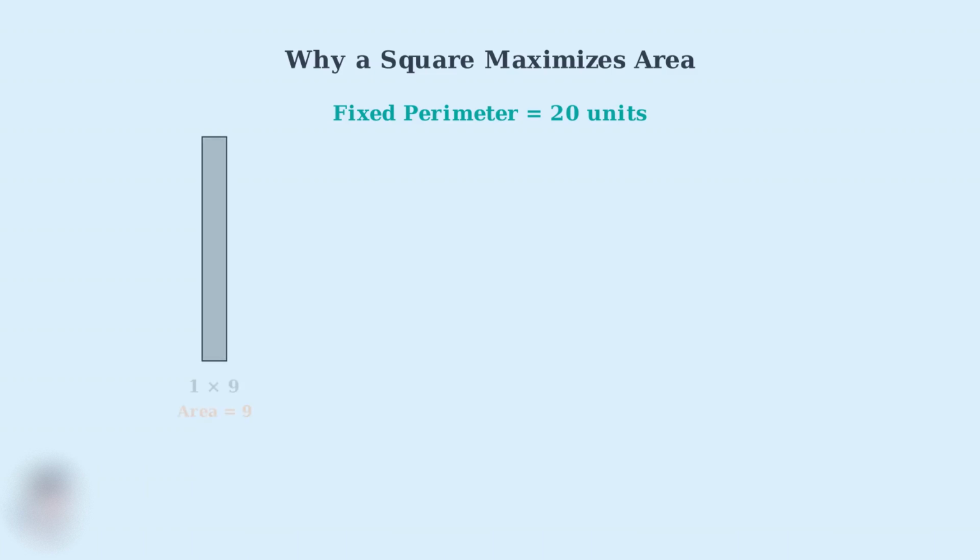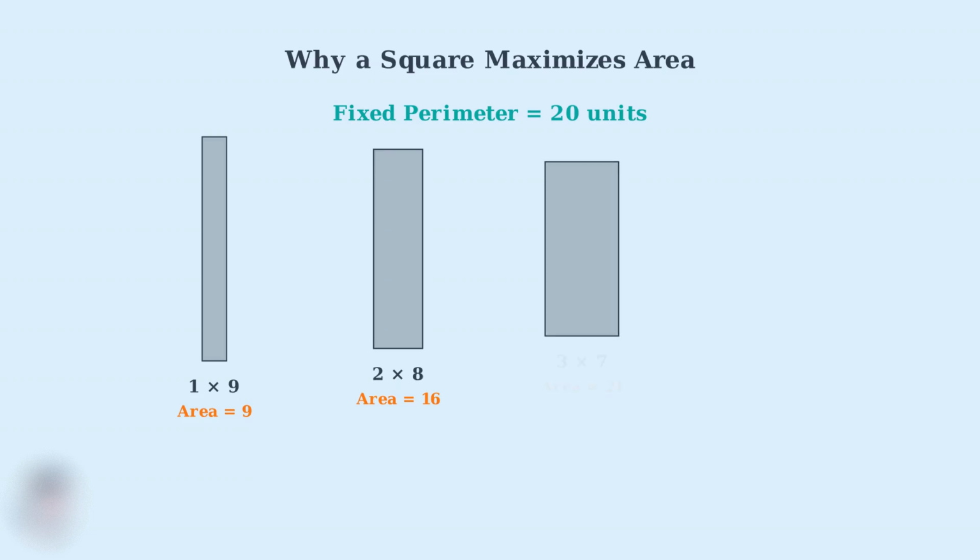First, consider a very thin rectangle with dimensions 1 by 9 units. This gives us a perimeter of 2 times 1 plus 2 times 9, which equals 20 units. The area is 1 times 9, which equals 9 square units. Next, we have a rectangle with dimensions 2 by 8 units. Again, the perimeter is 2 times 2 plus 2 times 8, which equals 20 units. But notice the area is now 2 times 8, which equals 16 square units, already larger than our first rectangle.